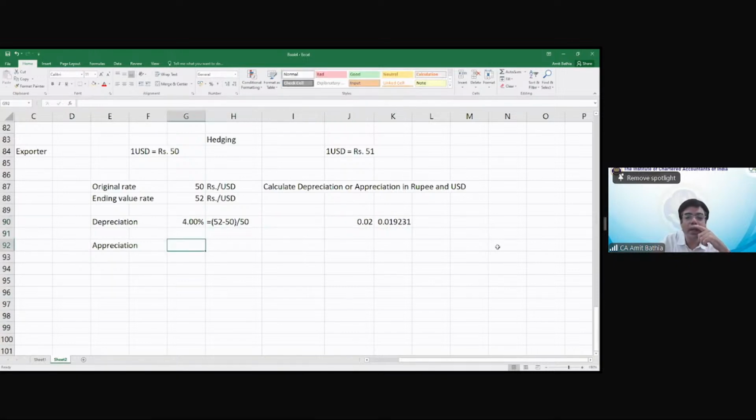So now when I'm trying to find the appreciation, what will be my formula? Can the same thing work over here? Ending value minus beginning value. No, sir. Here it is beginning value minus ending value. Very good. Divide by beginning value or ending value? Divided by ending value.